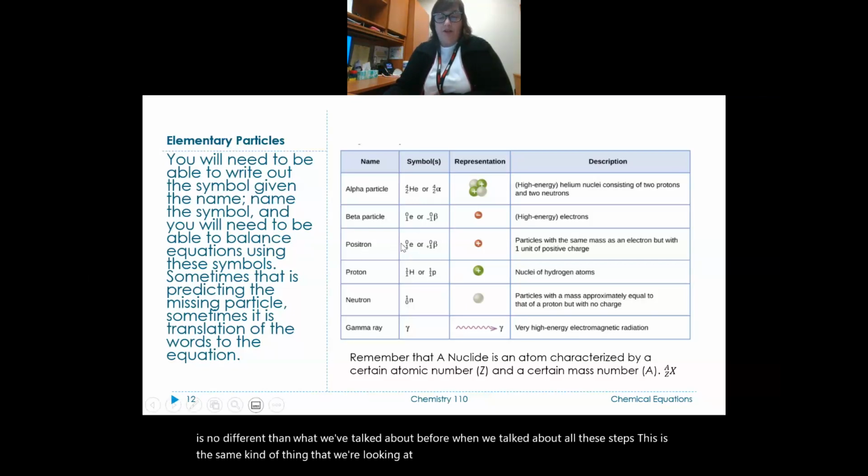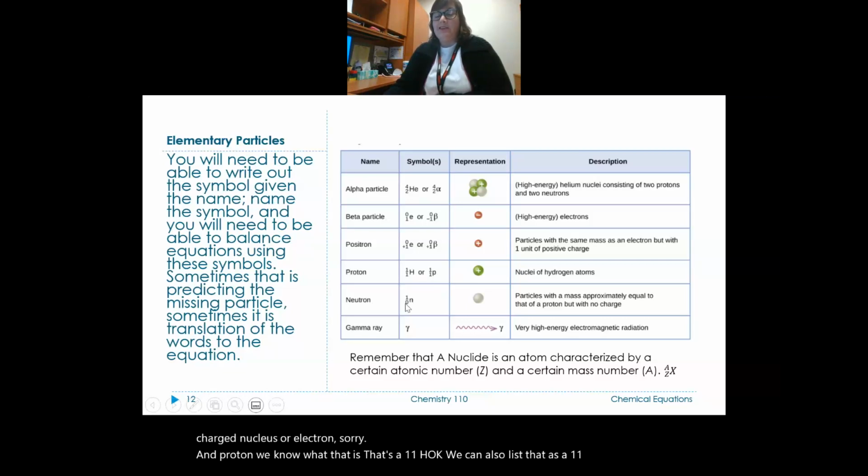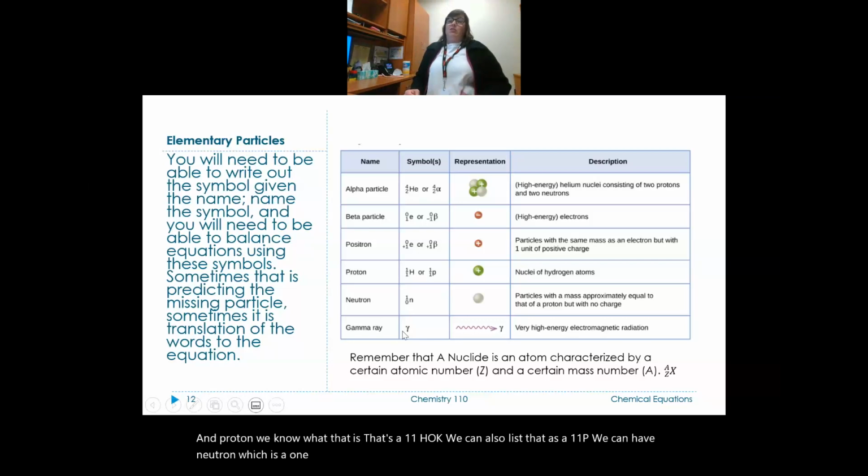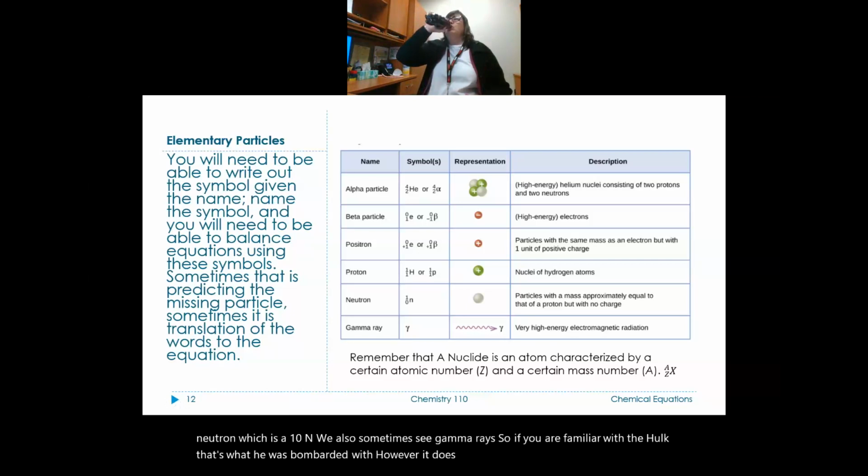A positron is effectively a positively charged electron. And proton, we know what that is. That's a 1 1 H. We can also list that as a 1 1 P. We can have neutron, which is a 1 0 N. We also sometimes see gamma rays. If you are familiar with the Hulk, that's what he was bombarded with. However, it does not normally turn us into the Hulk. Bummer, because I always wanted it to be the Hulk.